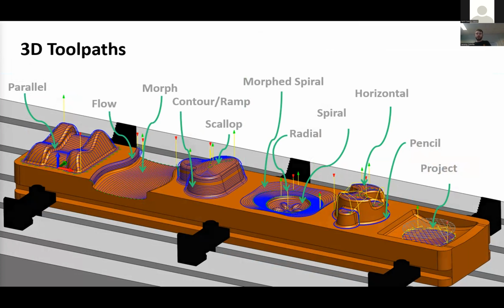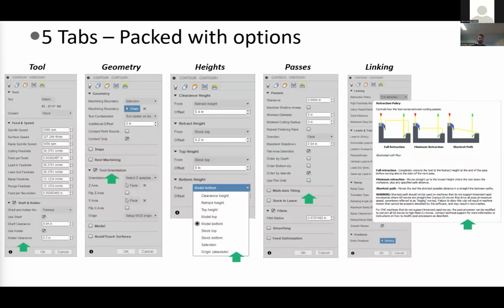Sweet. All right. You've got lots of tabs packed with options, and I'm not going to go into detail about this. I'm simply showing you that this exists. The stuff we're spending the most time on is our tool tab, our geometry tab, and our heights tab. The rest of this is really for troubleshooting, especially linking. You're basically fine tuning how the software comes into and out of a cut or moves in between. As you get more advanced, you'll begin messing with these more.